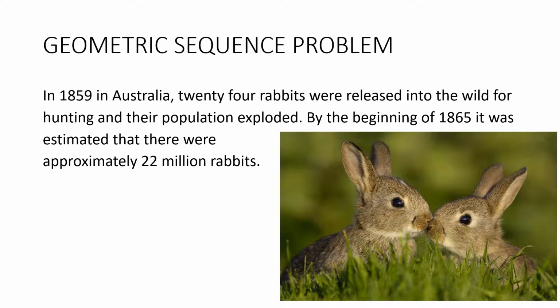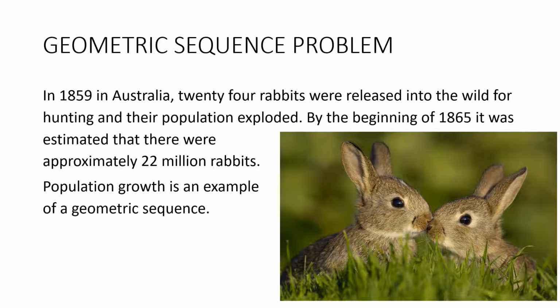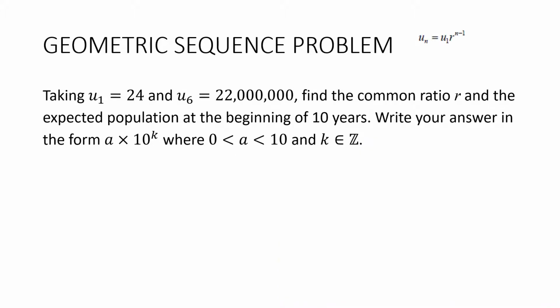So here's a geometric sequence problem. In 1859 in Australia, 24 rabbits were released into the wild for hunting, and their population exploded. By the beginning of 1865, it was estimated that there were approximately 22 million rabbits. Now, population growth is an example of a geometric sequence. So taking u1 equal to 24 and u6 equal to 22 million, find the common ratio r and the expected population at the beginning of 10 years. Write your answer in the form a times 10 to the k, where a is between 0 and 10 and k is an element of z.